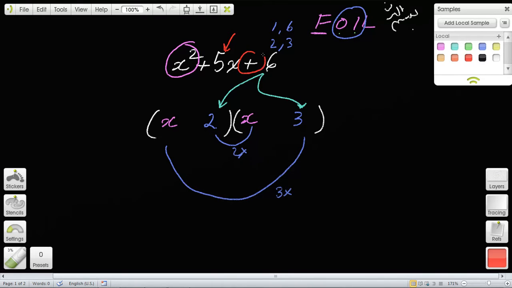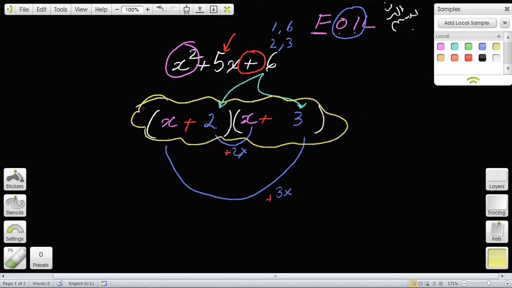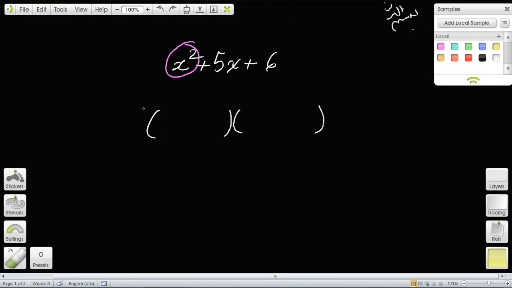This one says that signs are the same, and this one says they're both positive. So both positive like this. Now this is positive 2x, and this is positive 3x, and they add to give you 5, and we're done. Okay, so this is how you would factor that. Now let's go back and do this one more time.